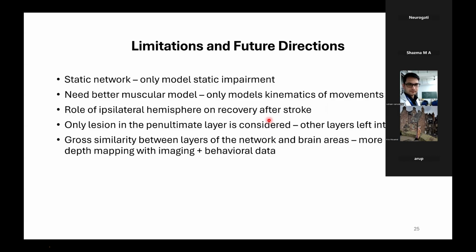This is not considered in this network at all and will need to be addressed in a future network. Only lesion in the penultimate layer is considered, and the other layers are left intact. And there is only a gross similarity between layers of the network and brain areas. More in-depth mapping with imaging and behavioral data is required for the network to more closely resemble patients.